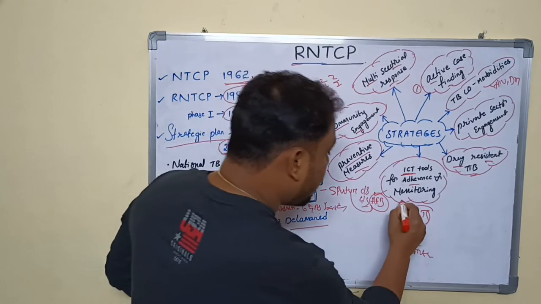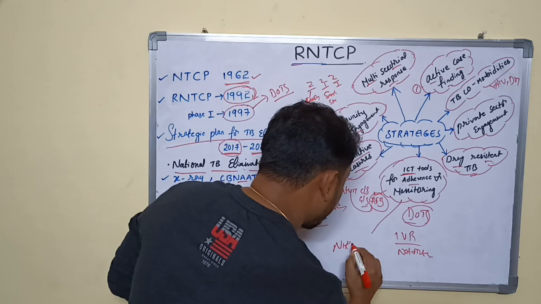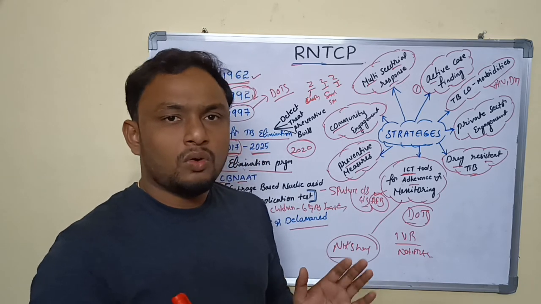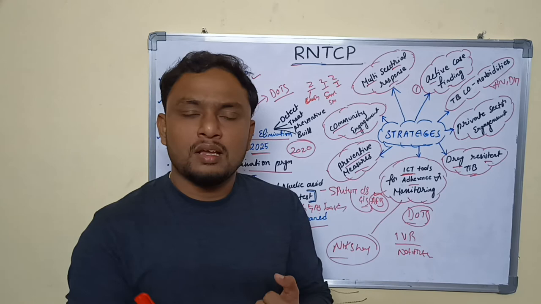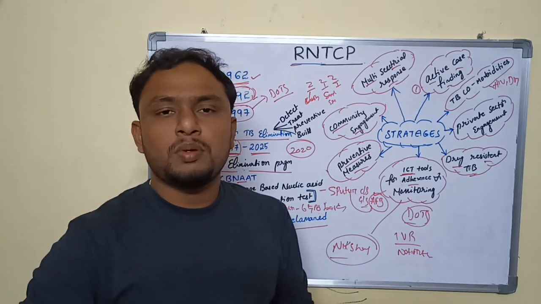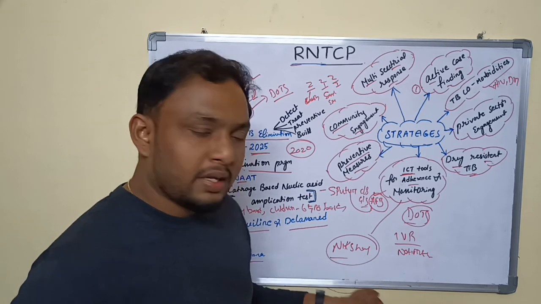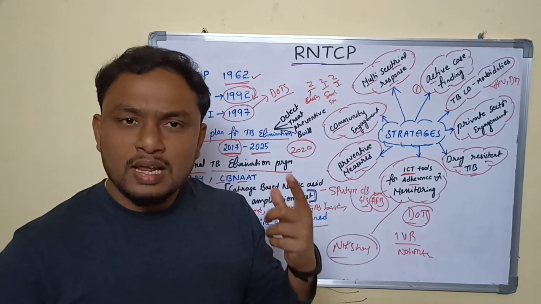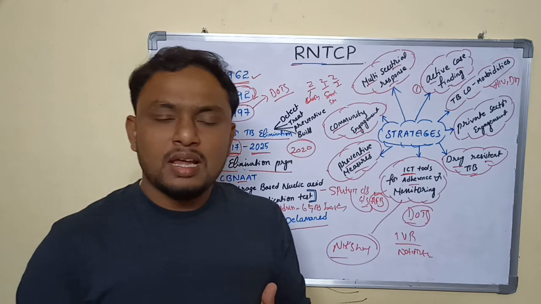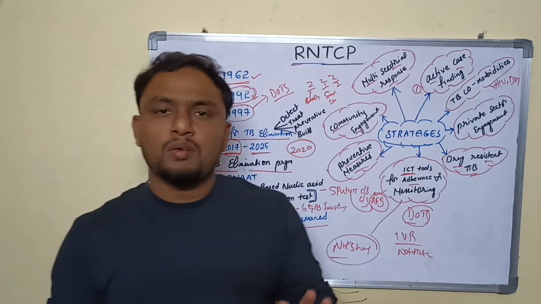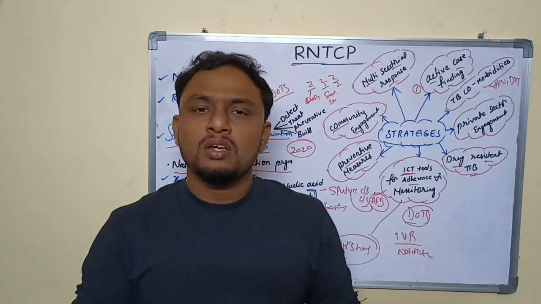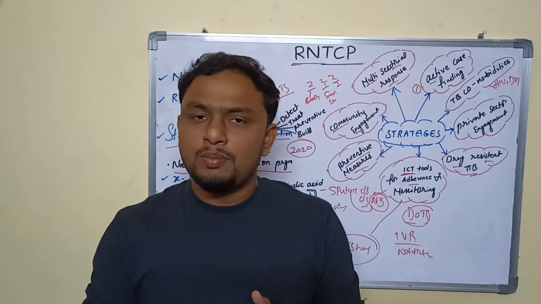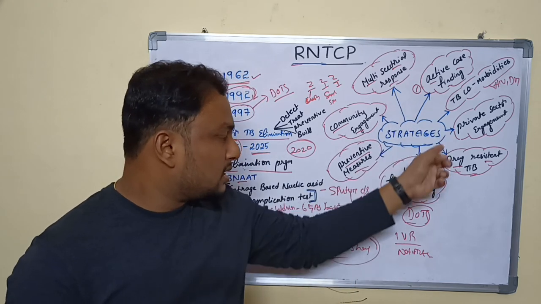And what is this Nikshay? Under ICT you will see Nikshay. Nikshay is a computer-based software application for notifying and maintaining data related to TB patients. The Indian government started this separate software application called Nikshay. This is about the RNTCP, the National Tuberculosis Control Program, now named the National TB Elimination Program. The main aim is to eliminate tuberculosis from India by the year 2025. To eliminate TB from India by 2025, these are the strategies to be implemented.